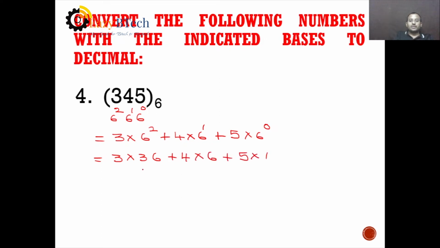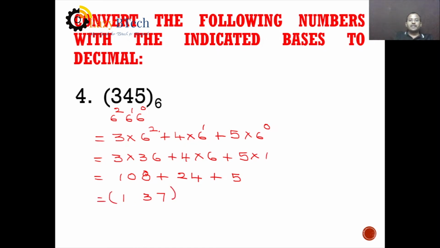6 power 0 is 1. So if you multiply, 3 6s are 18, 3 3s are 9, so 108. So this is 4 6s are 24 and this is 5. So 5 plus 4 is 9, 9 plus 8 is 17, 1 will be carried forward, so 1 3 7.